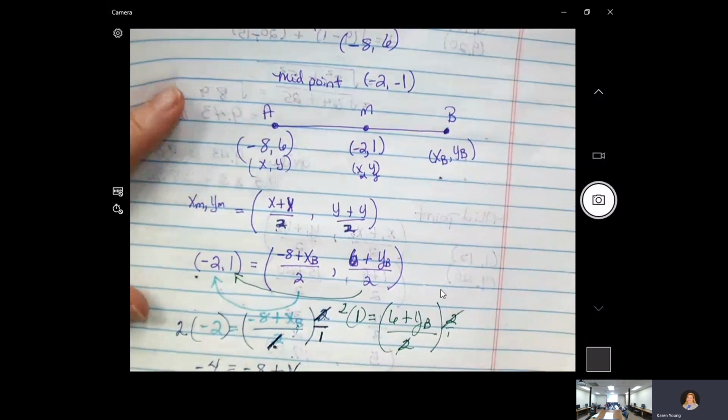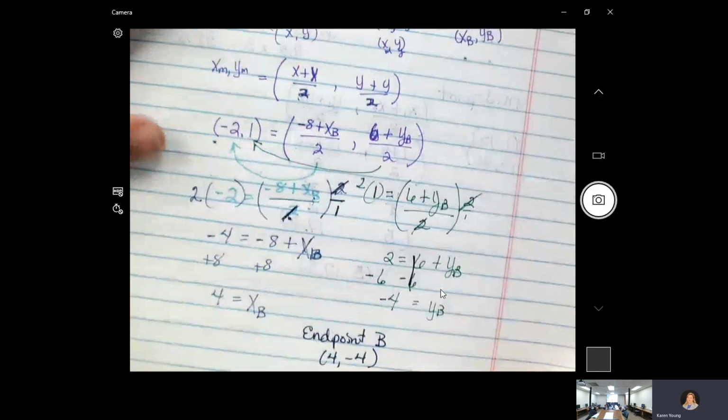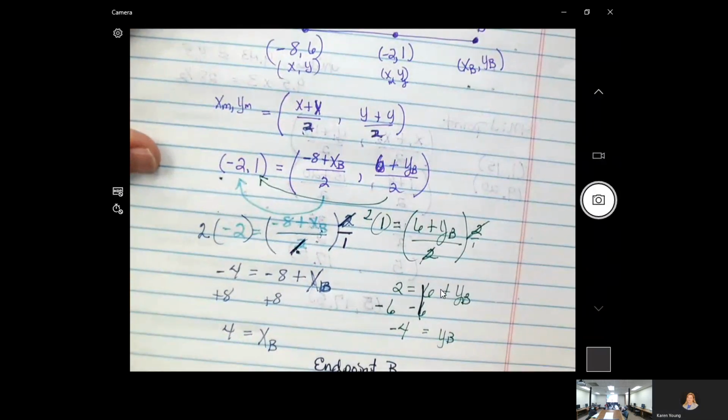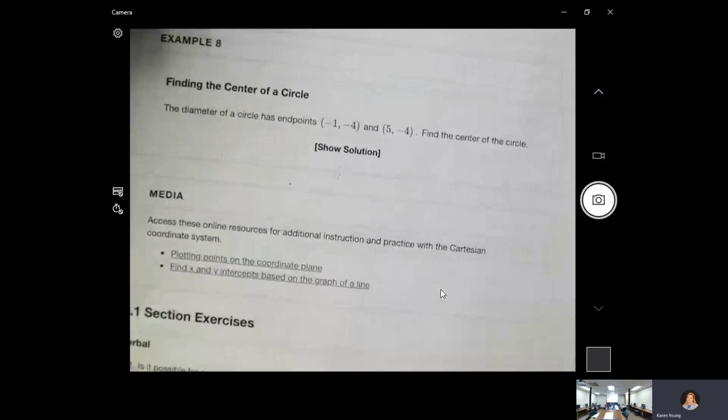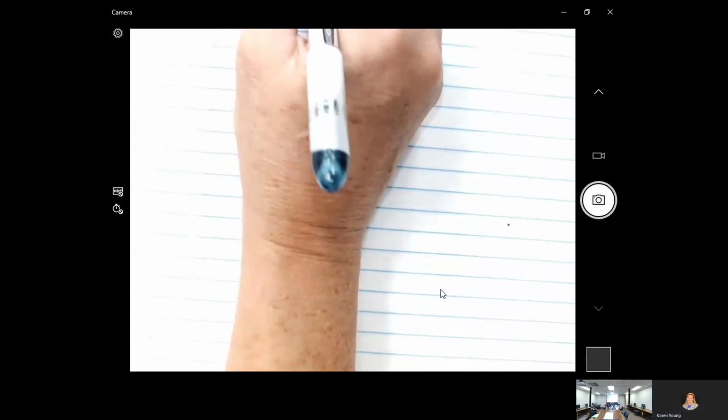Could be. Let me give you another one. Do y'all need this anymore, or can I do another one? You can do another one. Okay. Let's do negative 1, negative 4, and 5, negative 4. And I don't ever draw my endpoints to scale.